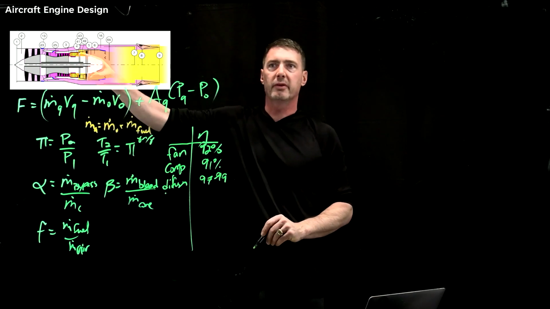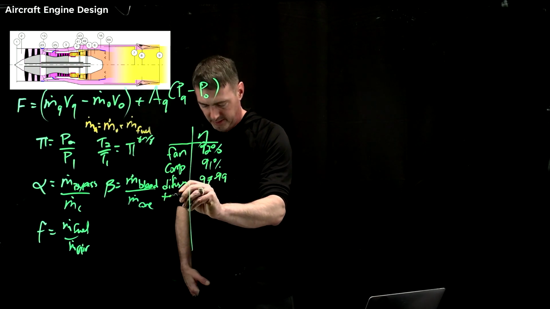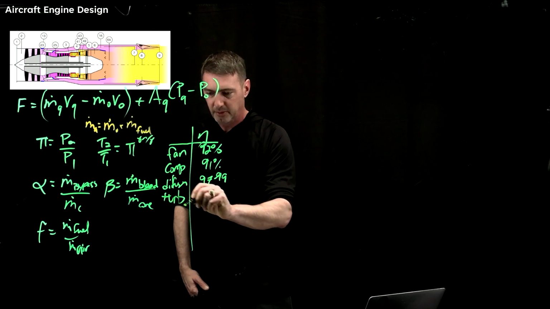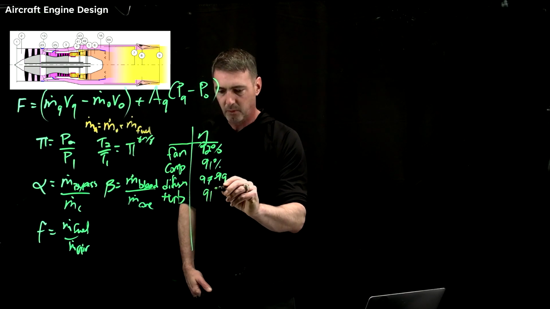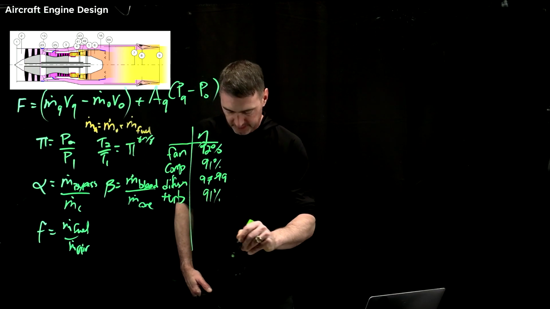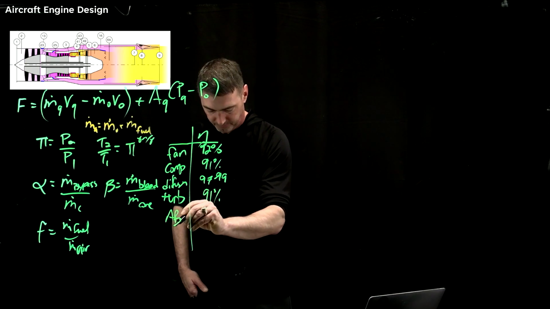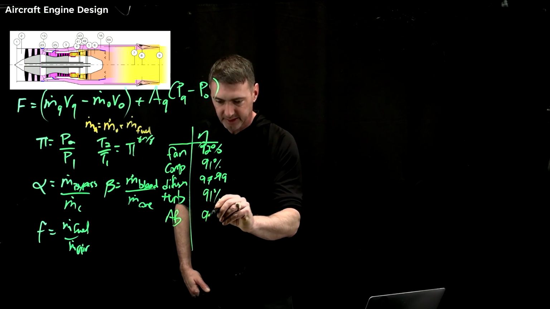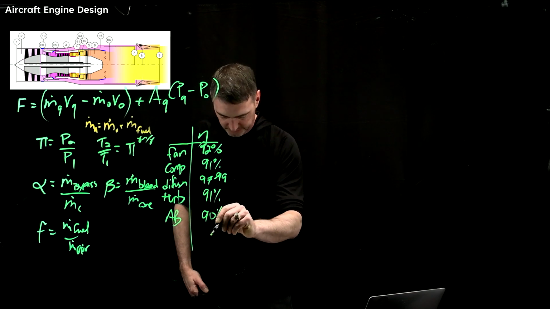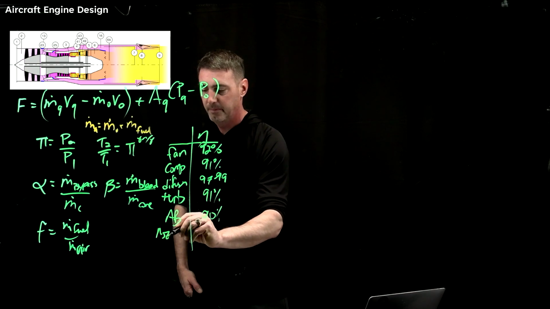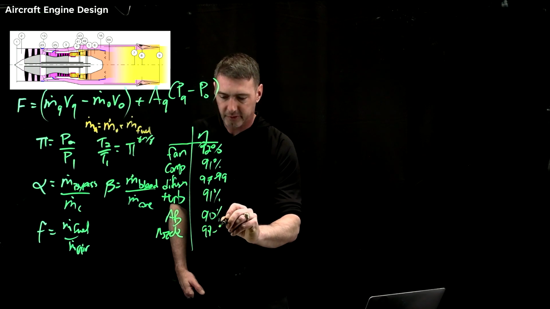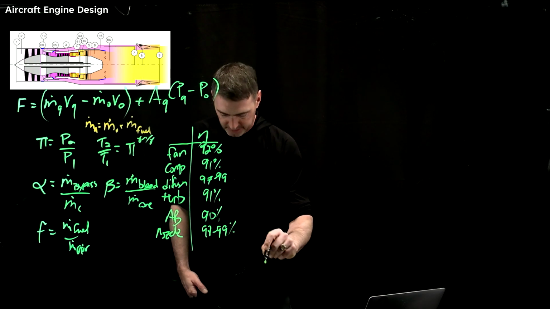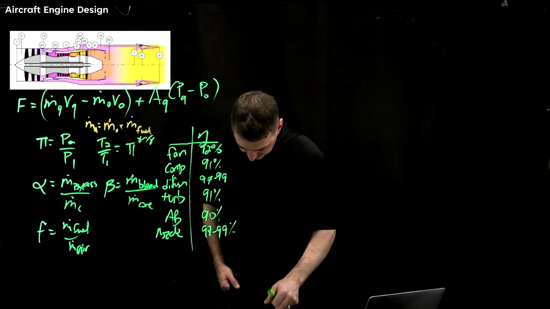That's the diffuser into the combustor. The turbine is 91% these days. The afterburner is about 90% efficient. What else? The nozzle is 98. Yeah, nozzles are pretty good, 98 to 99%.